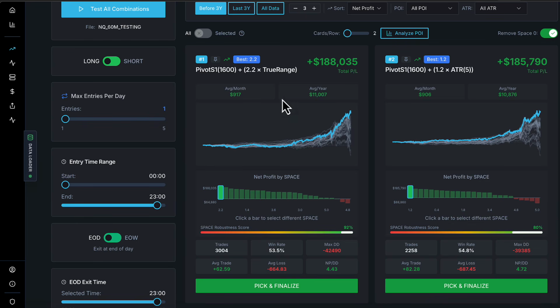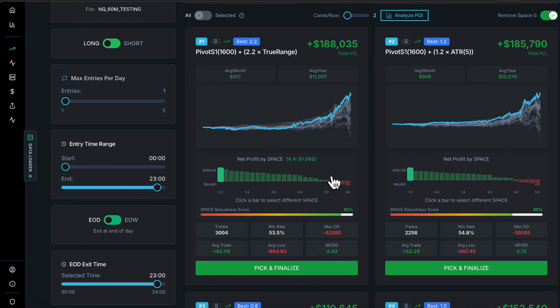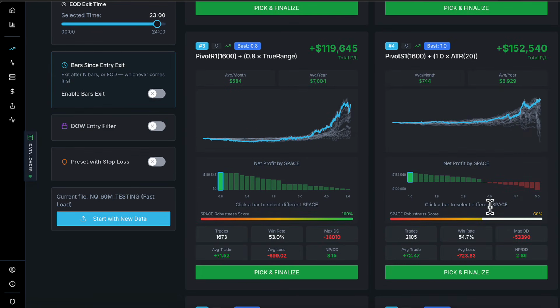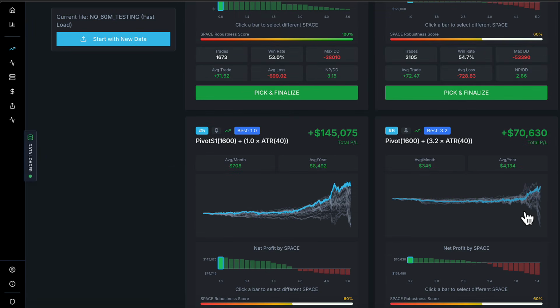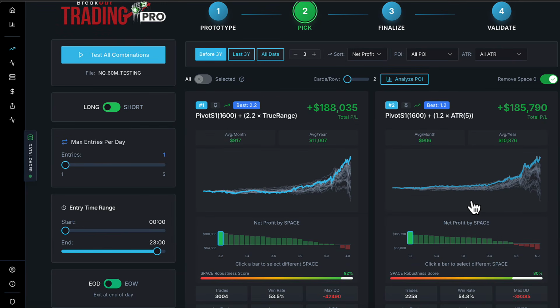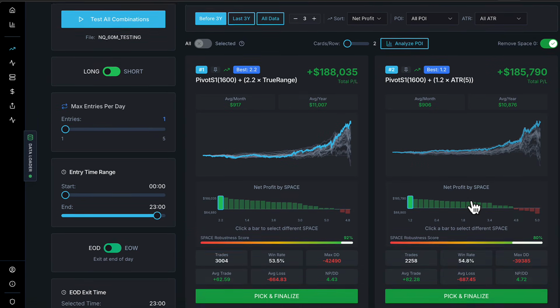So this is before the last 3 years. And we can see these models perform actually quite well. Most of the space multiplier or average true range multiplier values produce positive results. So the space robustness score is really high, 92% here, 80% here, 100% here, wow, 60% here. So overall it looks like pivot points have some good and robust foundation. Now we have to see if they can perform well on true unseen data, out of sample.